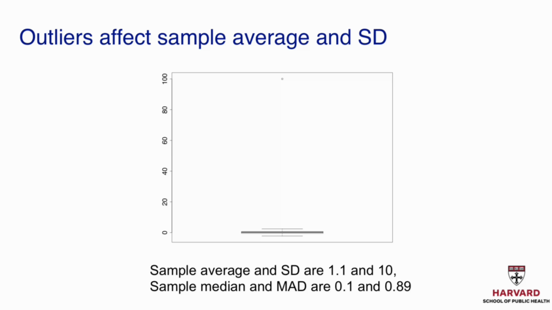So one summary statistic that isn't as sensitive to outliers is the median. The median is simply the middle point of the data. It's the point that has half the data points below it, half the points above it. And it doesn't actually take into account what those values are, the values that are higher and lower. In this case, the median is 0.1, which is pretty close to 0. And the MAD, which I'm going to describe next, is 0.89, which is pretty close to 1.